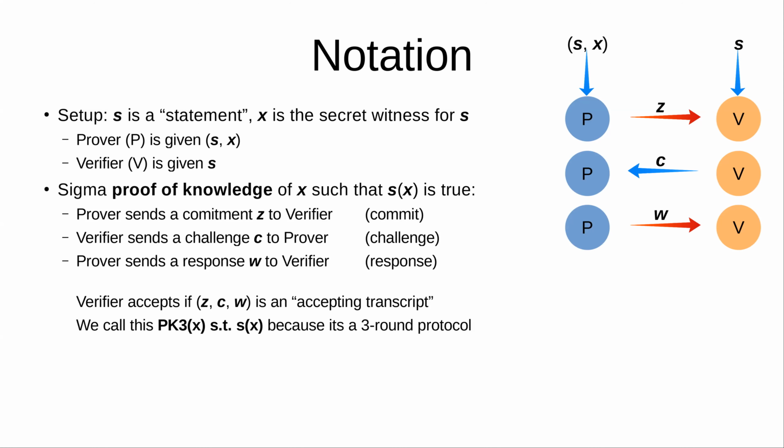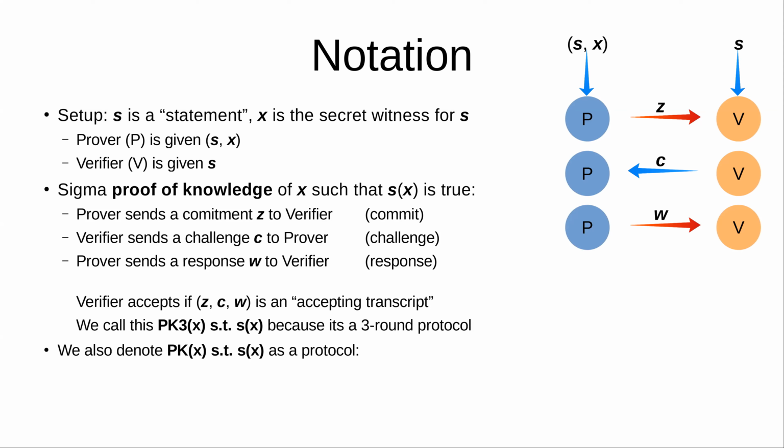And then we call it a PK3x, just as shorthand notation to save space. I'll just call it PK3x such that S of x is true, because it's a 3-round proof of knowledge. And similarly, we can define PK1x. So one is kind of implicit, so I'll not even write one.